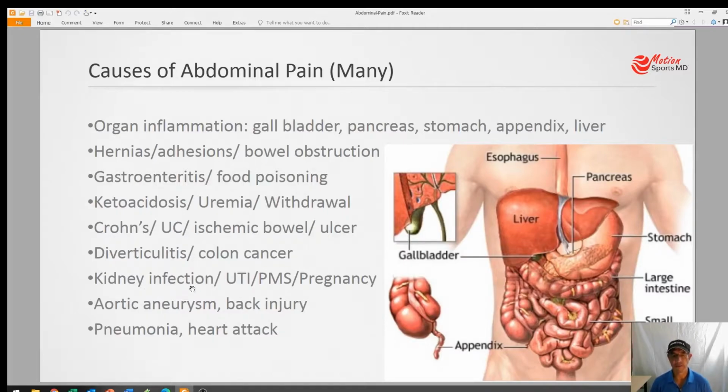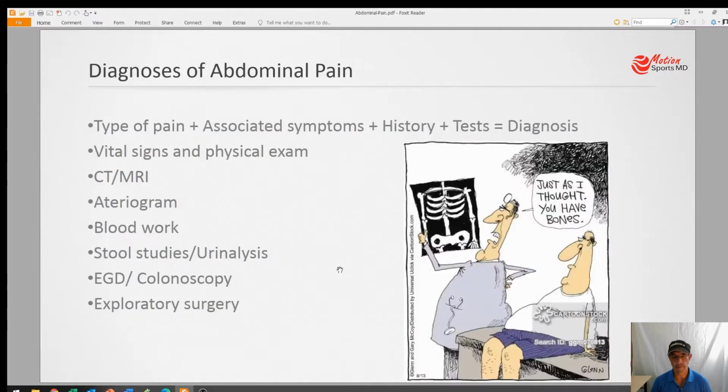Could they have a kidney infection, a urinary tract infection? Could they be premenstrual syndrome? Could they have a pregnancy, either intrauterine or ectopic pregnancy? Could they have aortic aneurysm, back injury, pneumonia, heart attack? So the differential diagnosis of a patient with abdominal pain is quite lengthy.